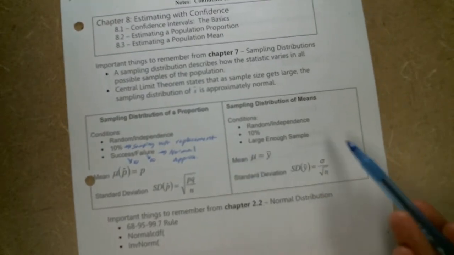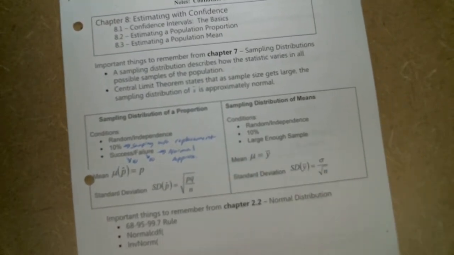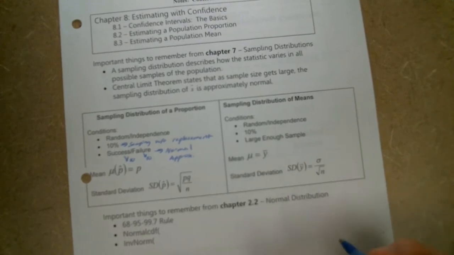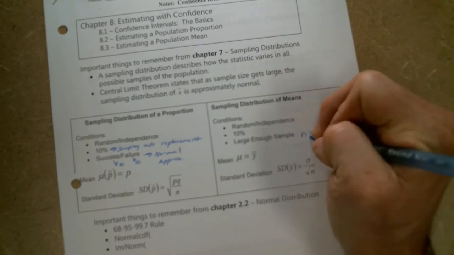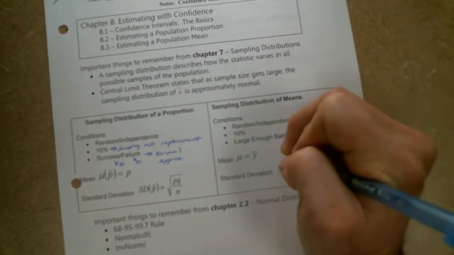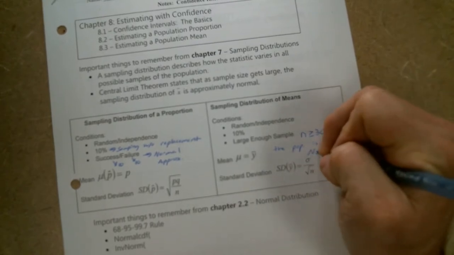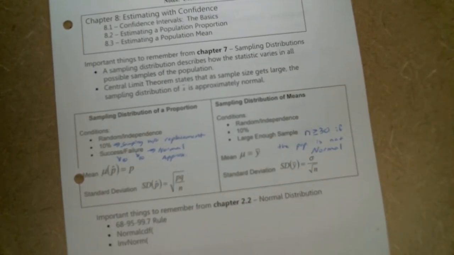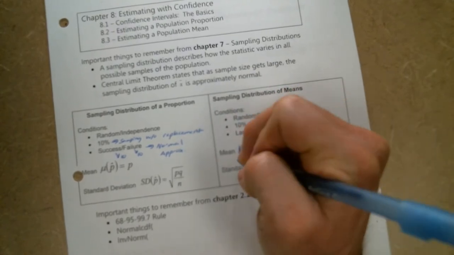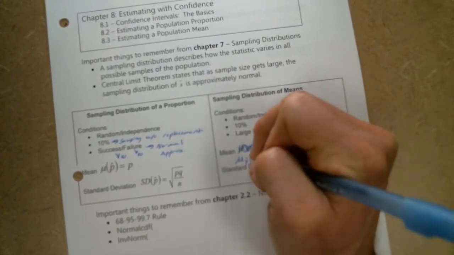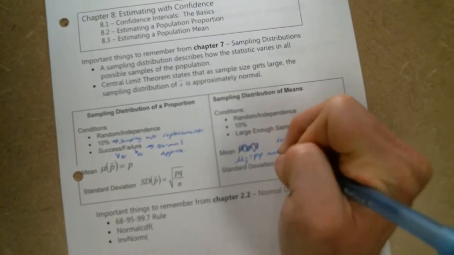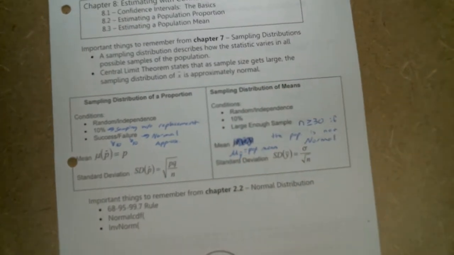Then we went through the same thing for means. Again, randomization and independence, the 10% condition again for sampling without replacement, and a large enough sample. For our class, we said basically that N has to be greater than or equal to 30 if the population is not normal. If the population is normal, then we don't really need to worry about the sample size as much. And the mean of Y bar is equal to the population mean. So that's a review of what we just did, but all of these principles are still going to be important in this unit, and we're still going to be using all of these formulas.